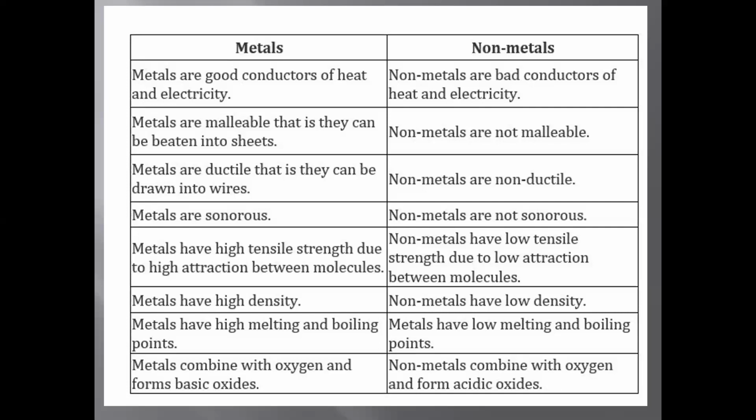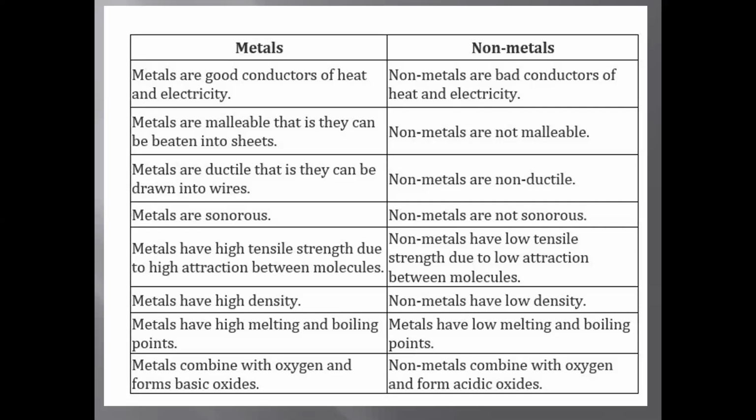Next is, metals have high melting and boiling points, whereas non-metals have low melting and boiling points. Next, metals combine with oxygen to form basic oxides, whereas non-metals combine with oxygen to form acidic oxides. Though you have not learned about acids and bases, the last point which I have provided in the slide is not so important for the exam as it is not there in the book, but for your additional knowledge I have added it, students.